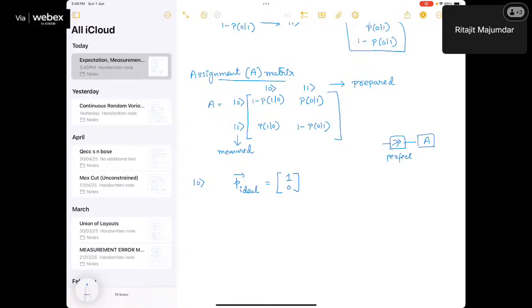We know that the measurement is imperfect, but this imperfect measurement gets modeled as a perfect measurement followed by this A matrix. And I get a noisy outcome, P noisy. So what I can write mathematically is that my P noisy is basically A times P ideal. Correct?